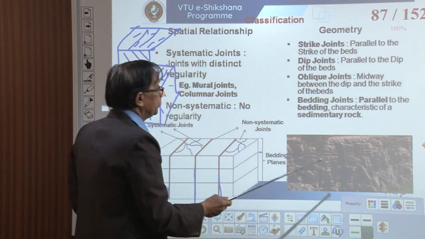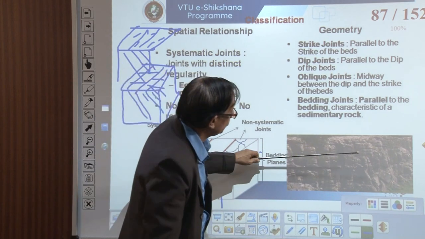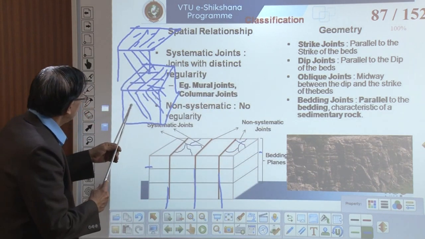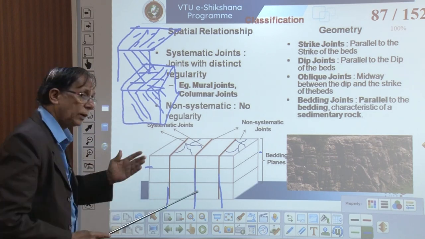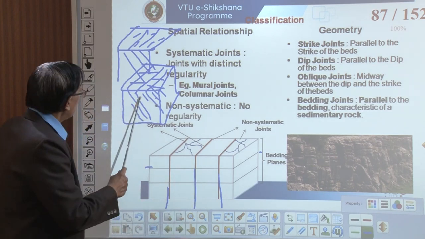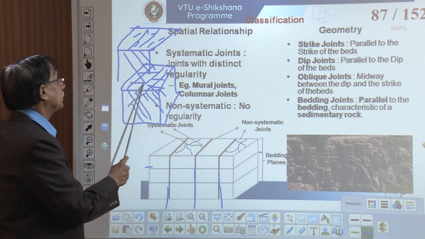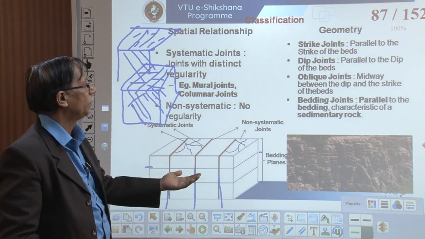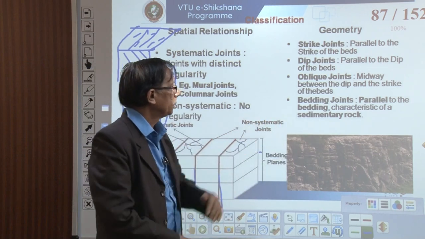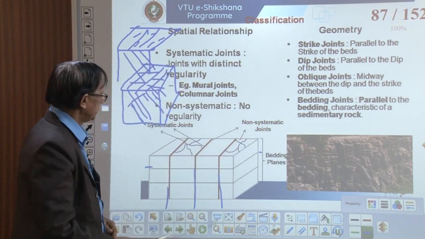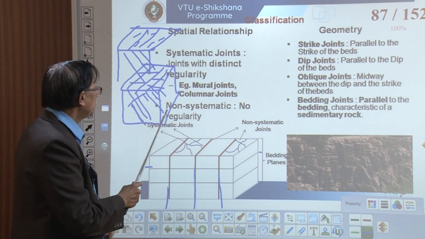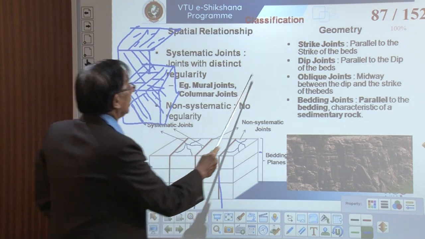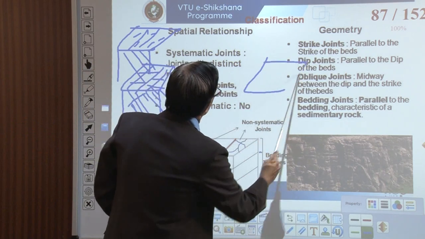When I say dip joints, there are again two types of category. This is a joint. Joint also has an orientation. If the strike of the joint is parallel to the strike, and dip of the joint is parallel to dip of the bed, then it is called a kind of dip joints, bedding joints. Only dip is parallel, but strike is not parallel.